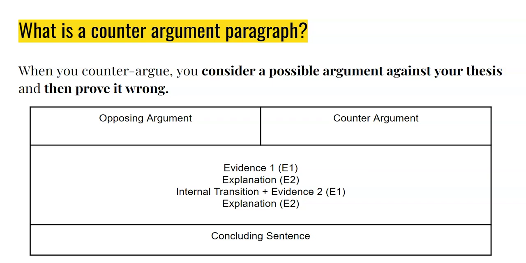After you give your opposing argument and your counter argument, the rest of the paragraph is structured just like the body paragraphs that we went over last week. You have a piece of evidence from the text that supports your counter argument, which you explain with your E2. You provide an internal transition and another piece of evidence that supports your counter argument, followed by an E2, and then the counter argument paragraph ends with a concluding sentence.